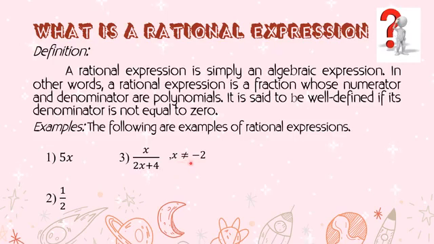We say that x must not be equal to -2 because if your x is equal to -2, that will become 2 times -2 plus 4. That is now equal to -4 plus 4 equal to 0. So this denominator will become 0 if your x is equal to -2. Now, according to the definition, it is said to be well defined if its denominator is not equal to 0. So, the denominator should not be equal to 0. Because if this is 0 now, then it will be undefined. Remember that in mathematics, if our denominator is 0, then it is undefined. And we avoid having undefined. So, this is only a rational expression if and only if x must not be equal to -2.